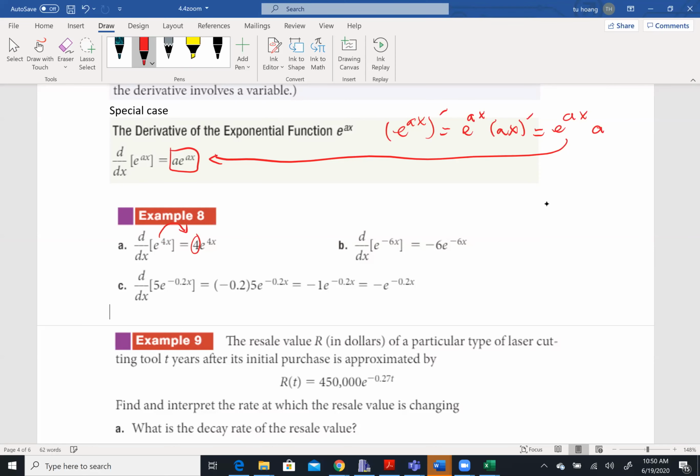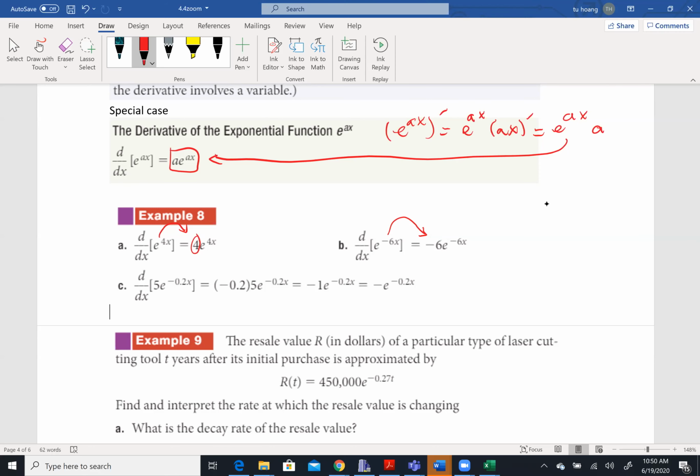And another one in B, I have e to the -6x. Then I just move -6 to the front of e to the -6x, and that should be the derivative of e to the -6x.